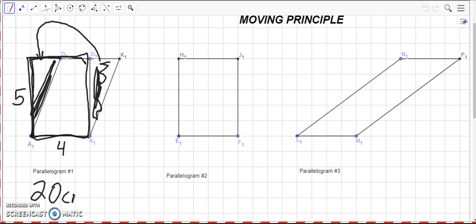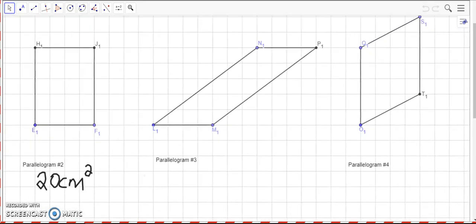Hence, by using the moving principle, I can create a rectangle much easier to find. And that rectangle is identical to this rectangle, so there is no reason to do any moving principle aspects to parallelogram number 2 because it is a rectangle.